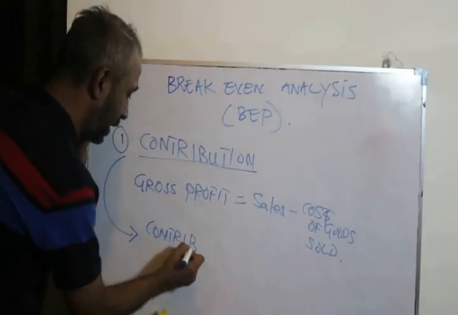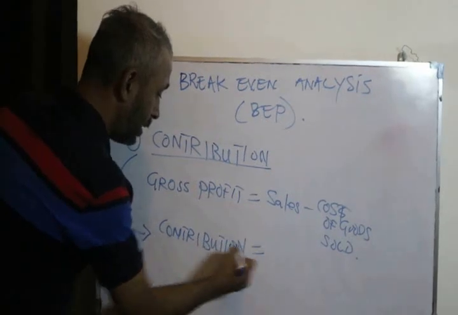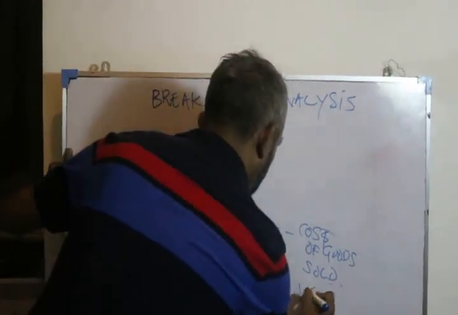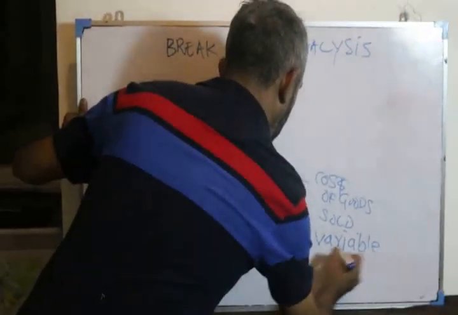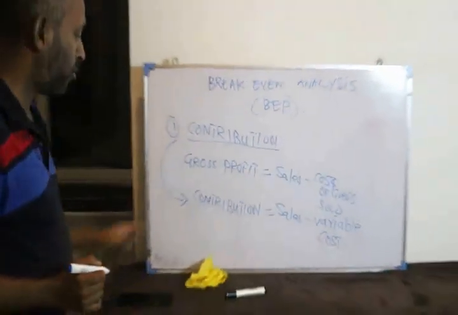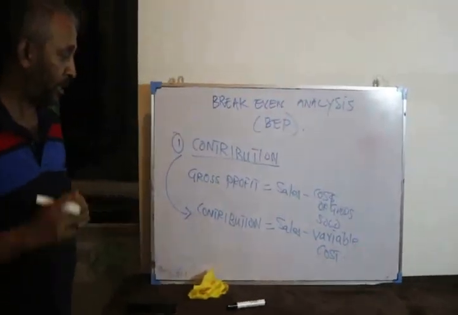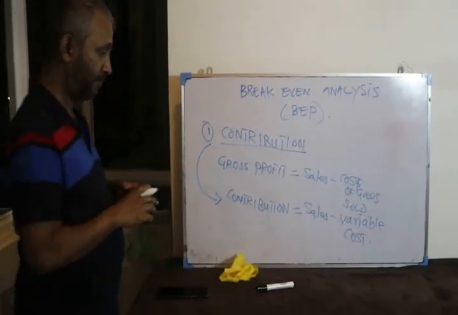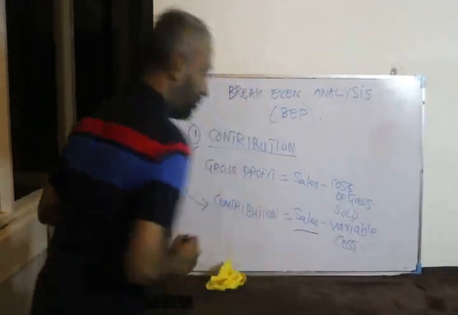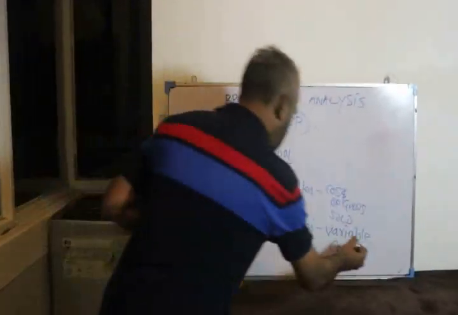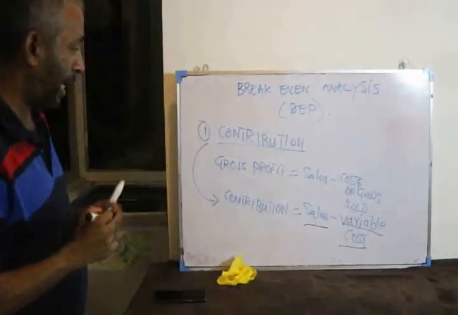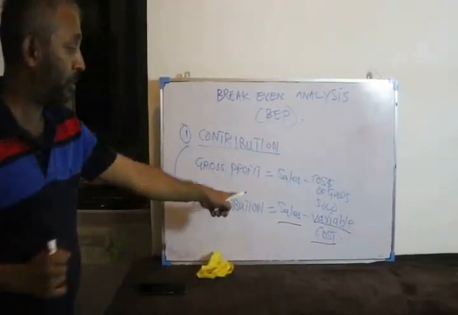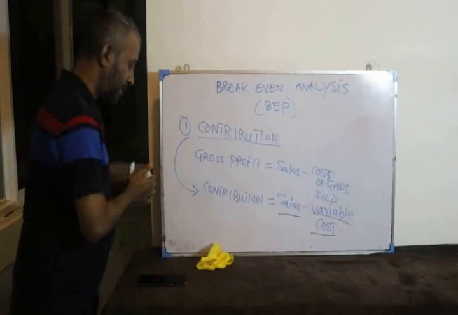How I calculate contribution is equal to sales minus variable cost. So you can clearly see now the contribution is defined by giving us two new terms. The first term is sales, that is this, and the second term is variable cost. So in trying to understand contribution, let's try to understand these two terms. So let's start with sales.